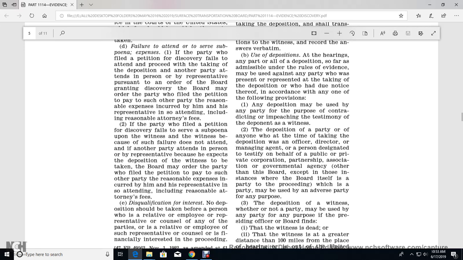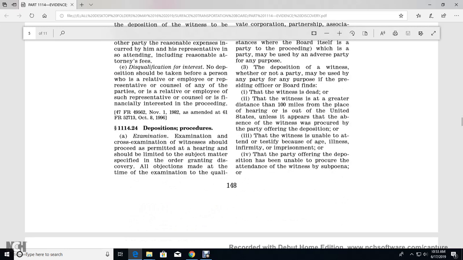Disqualification for interest. The deposition should not be taken before a person who is a relative or employee of the representative or counsel of any of the parties, or a relative or employee of such representative or counsel, or who is financially interested in the proceeding.